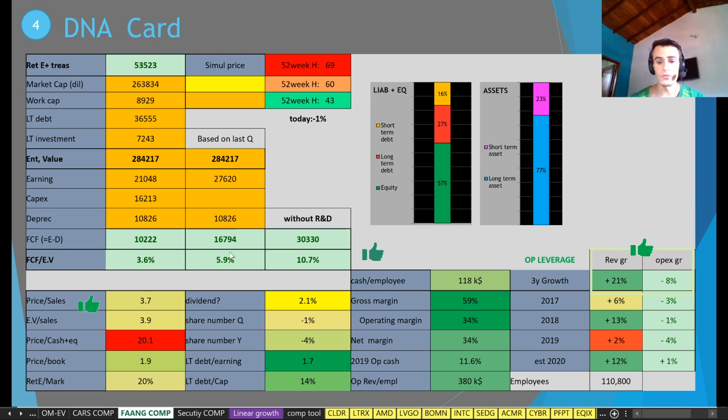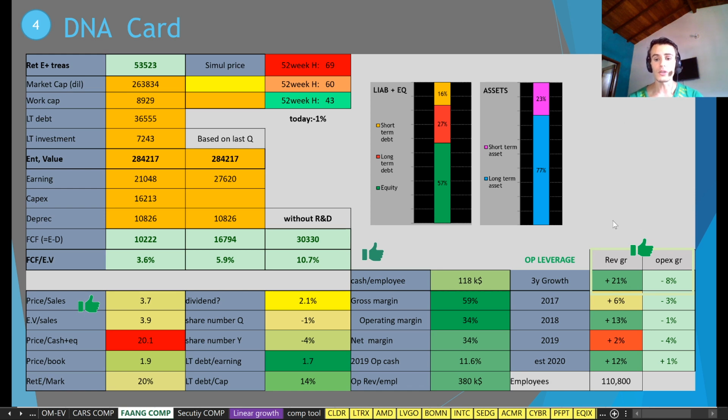Now I like to look at the growth, so the last 3 years growth. So I compiled the revenue growth over the last 3 years and also the OPEX growth. And as you can see, it's really interesting here, the revenue has been growing by 20% over the last 3 years, but the OPEX actually has been decreasing by 8%, meaning that the company is really cutting on the costs and having a more efficient working process, which gives them basically an interesting operating leverage.